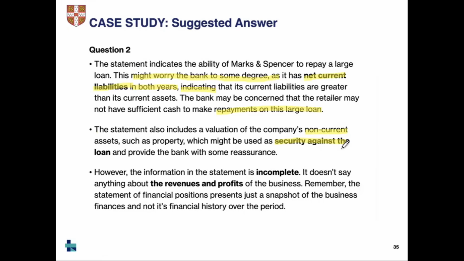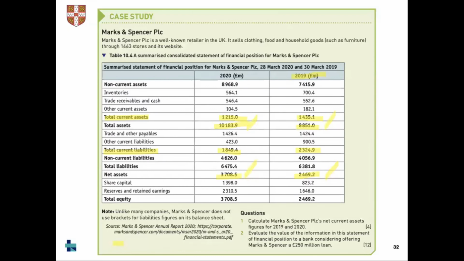And then the final thing that we can also say is a point I made in our last class, that we cannot analyze a business with only one financial statement. All right. We only have the balance sheet of Marks and Spencer. We only have the statement of financial position for Marks and Spencer. We don't have its statement of profit or loss.